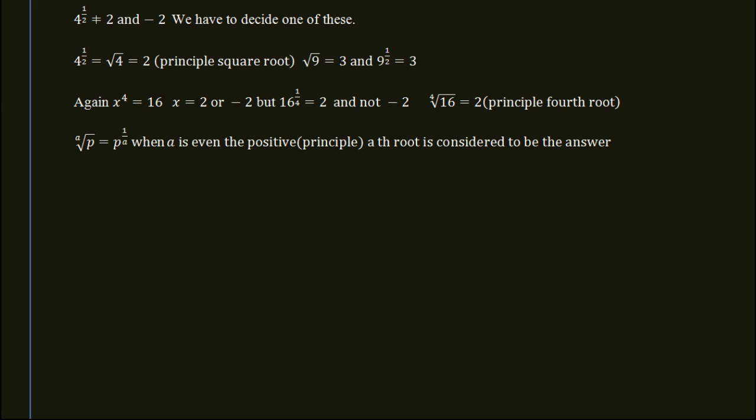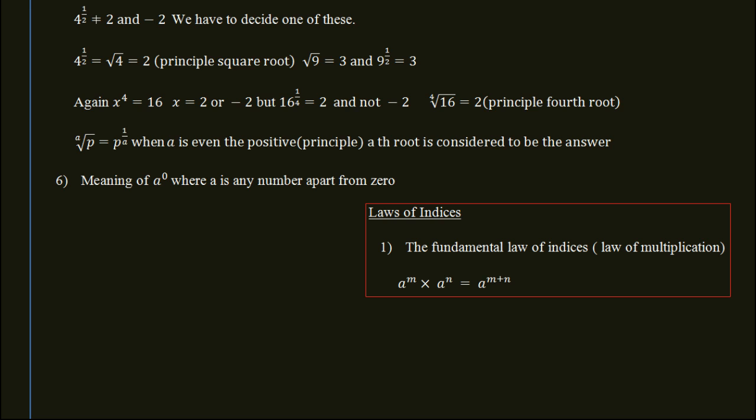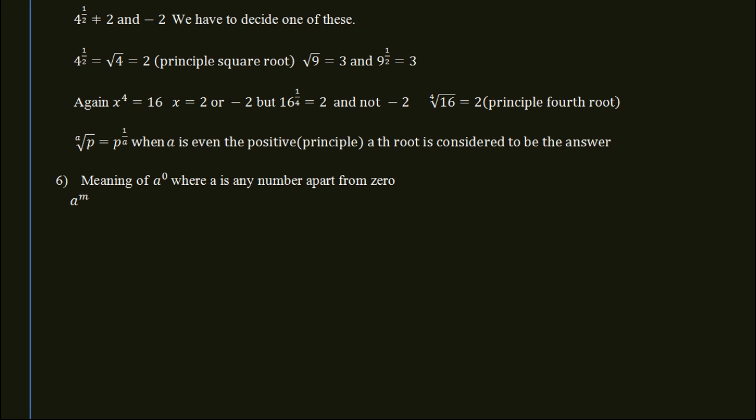Next, let us look at the meaning of a to the power 0, where a is any number apart from 0. From the fundamental law of indices, a to the power m times a to the power n is equal to a to the power m plus n. Now supposing m is equal to 0 and n is any other number, then on substituting for m with 0 we get a to the power 0 times a to the power n is equal to a to the power 0 plus n, which is equal to a to the power n.